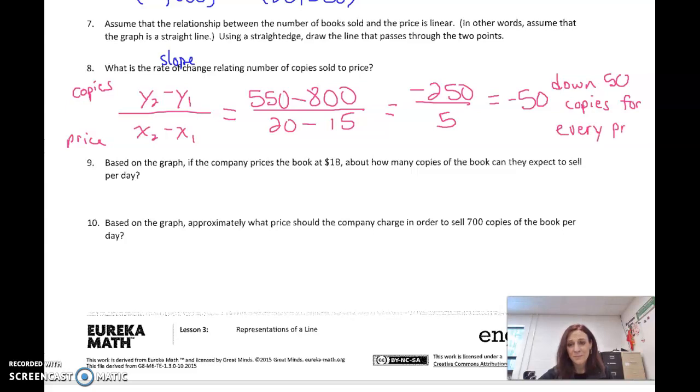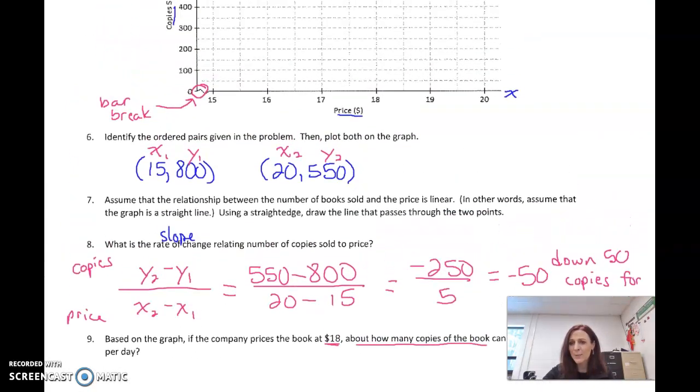So when you go from 15 to 16 to 17, every unit price increase, it's going to go down 50 copies. Okay, now this is only for this section. At some point, you're going down enough that it doesn't matter what you price it at. Okay, so based on the graph, if the company prices the book at $18, how many copies of the book will they expect to sell? All right, this isn't a perfect science, but what they think.